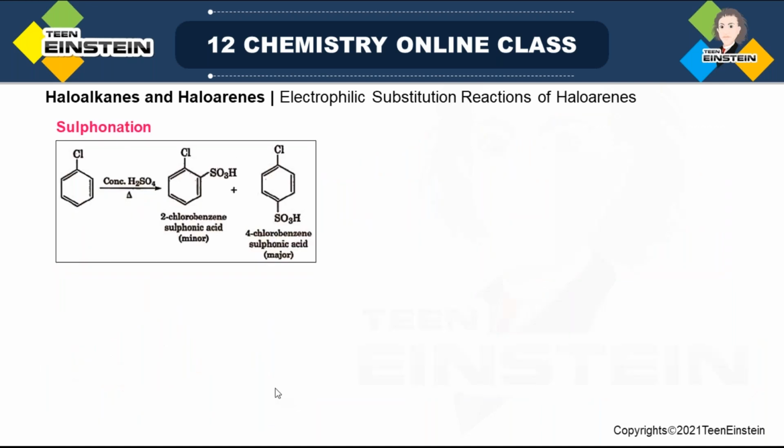After nitration, the next reaction is sulfonation. Now we are using only concentrated H2SO4 and heat, no HNO3. Here the electrophile is SO3H plus, which is coming from H2SO4. This is minor, again ortho. This is major. But you are getting both ortho product and para product.